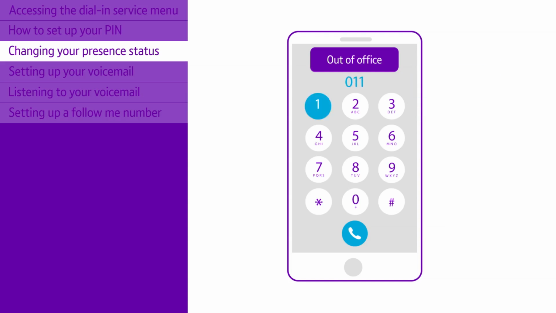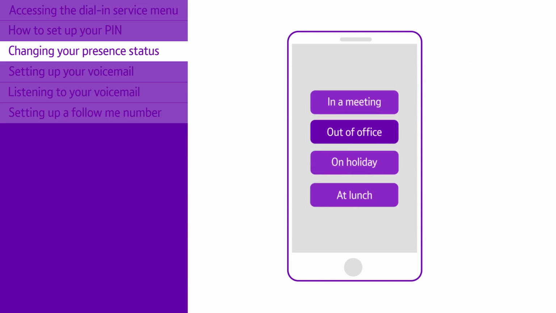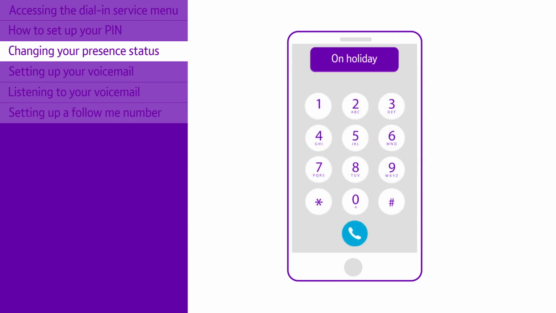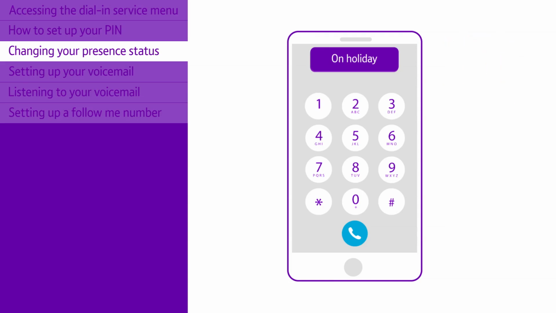So 011600 and hash means status number 1 will be active until 4 p.m. Some present statuses like on holiday use days rather than hours, so you'll need to specify a day and month rather than hours and minutes. As an example, 02 2910 and hash means status number 2 will be active until the 29th of October. If you're happy to use the default present status, just press 00 hash and it'll stay as default until you update it.